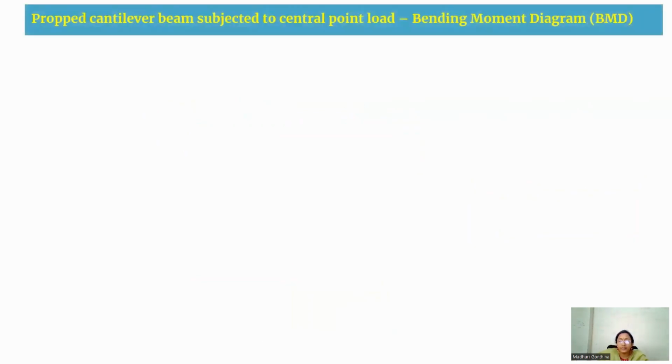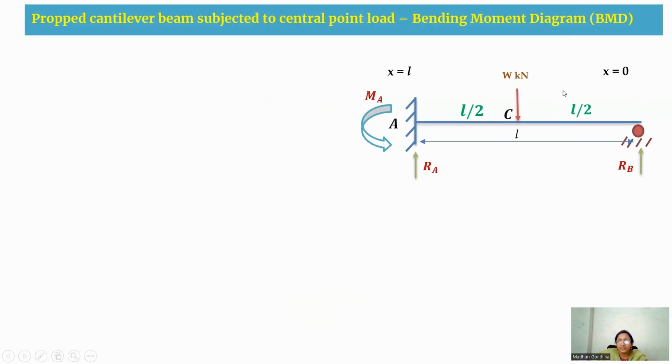Now coming to the next part, the bending moment diagram. Same as before, we have considered the beam with supports A and B, where x is equal to 0 and x is equal to L.